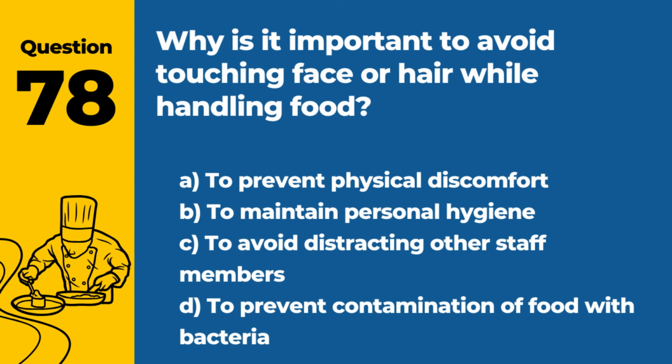Question 78. Why is it important to avoid touching face or hair while handling food? A. To prevent physical discomfort. B. To maintain personal hygiene. C. To avoid distracting other staff members. D. To prevent contamination of food with bacteria. Answer. D. To prevent contamination of food with bacteria. It is important to avoid touching face or hair while handling food to prevent contamination with bacteria or other pathogens.